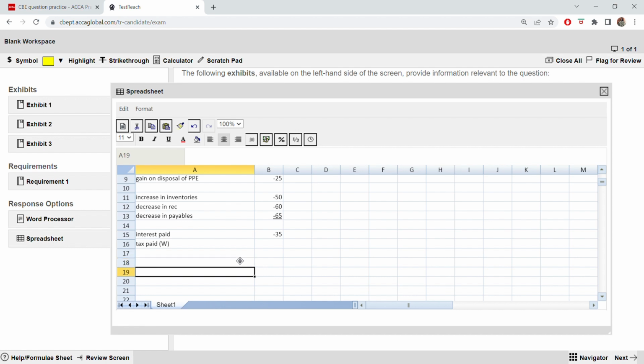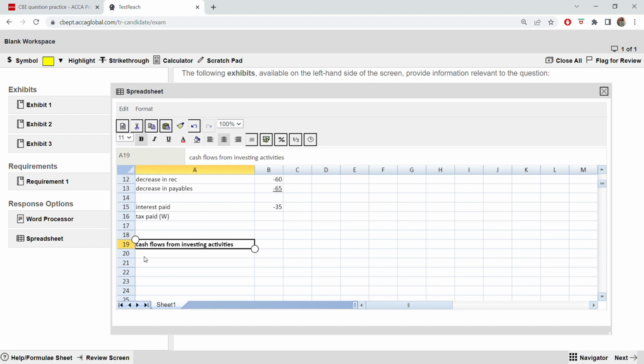So let's now go to cash flows from investing activities. Wait, just a minute. So here I'll be writing cash flows from investing activities. I will make it bold, be consistent, because I've done it for the operating activities. I'm going to do it for investing activity. Okay, so now how am I going to start?